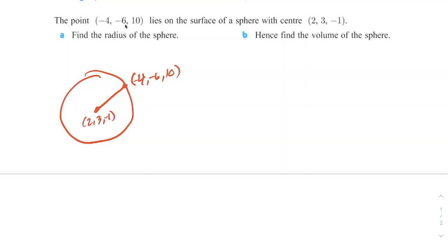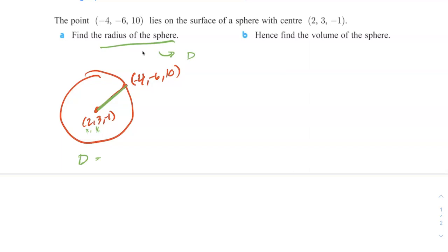Now, if you notice, I didn't draw a 3D space because it doesn't matter. It's the idea of what's going on here. So here's my sphere, there's my center, there's my endpoint. Find the radius. Well, that's just the length of this guy. So we're going to do the distance formula again.